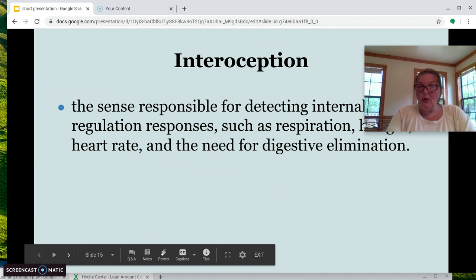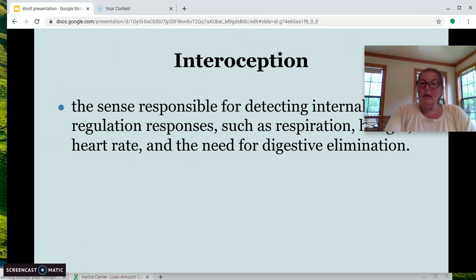And then lastly is our interoceptive system. This is the inner workings of our body. It allows us to know how fast our heart is beating. It allows us to know if we're hungry or thirsty and when we need to use the restroom.